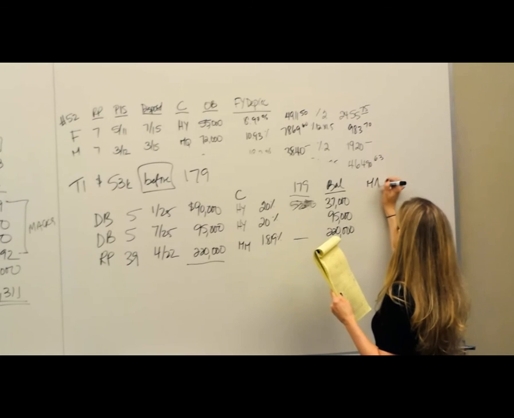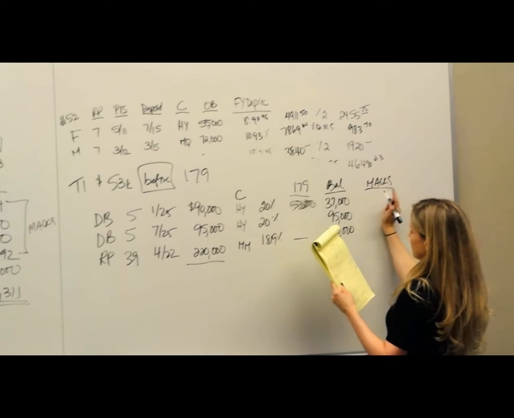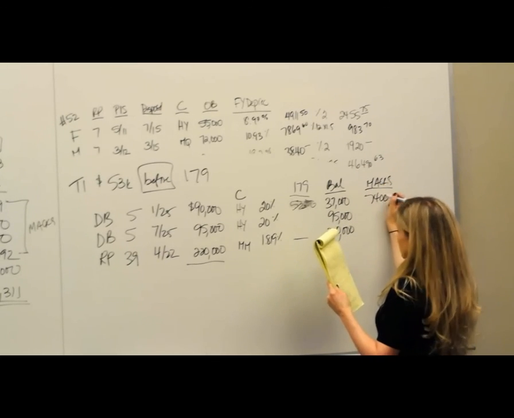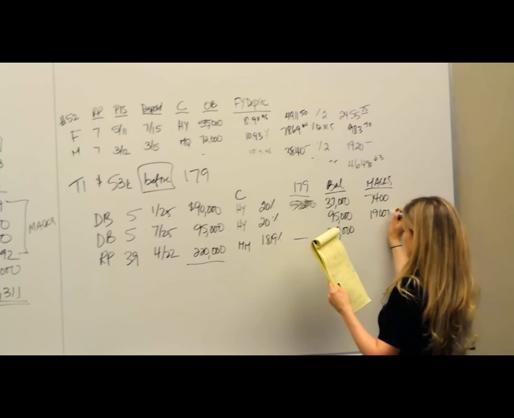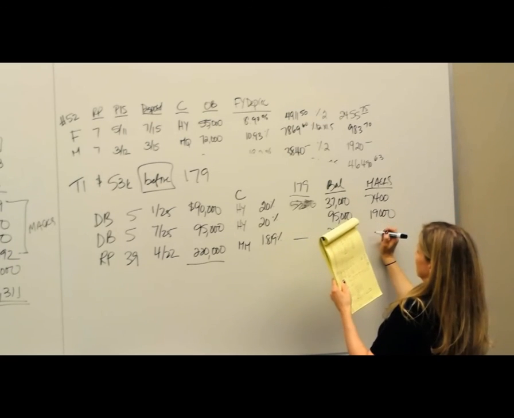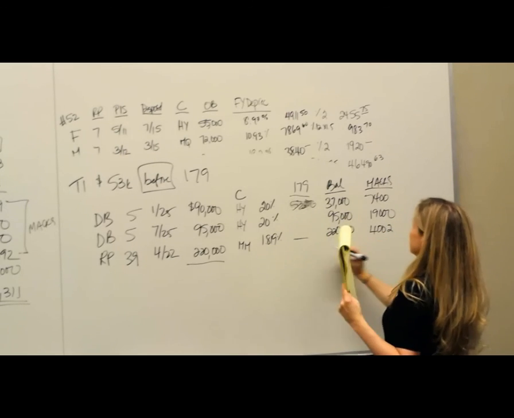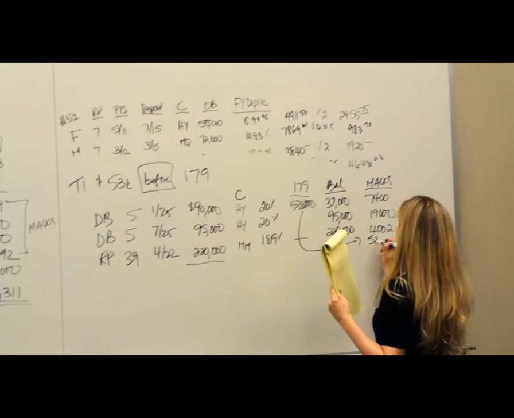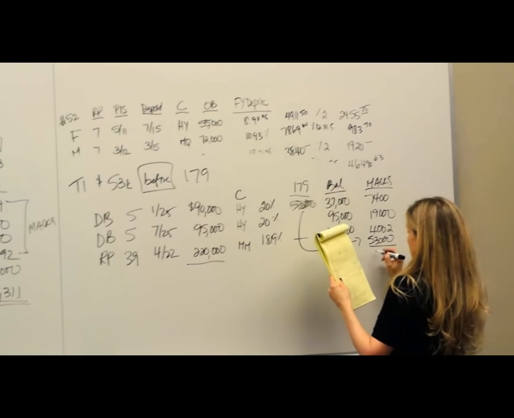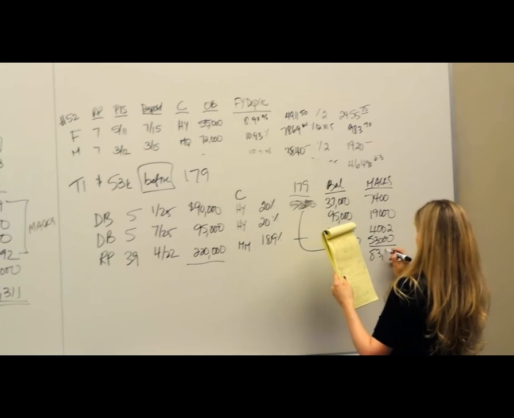I'm going to calculate my MACRS. That's 4002. And again, I'm going to bring this over to add it on to my total depreciation. It should be 83,402.